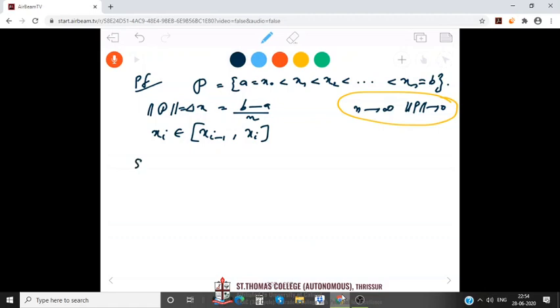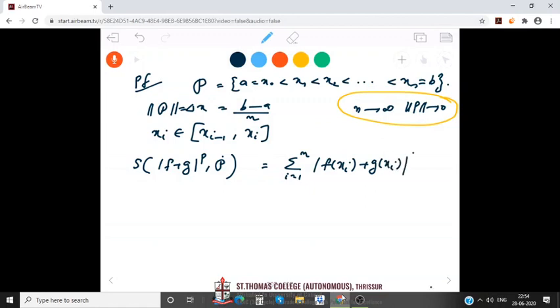Now I will take the Riemann sum of mod f plus g raised to p corresponding to this tagged partition. This is equal to the summation i equal to 1 to n of the absolute value of f of xi plus g of xi to the power p, times delta x, the length of the interval. I am taking the power 1 by p on both sides.